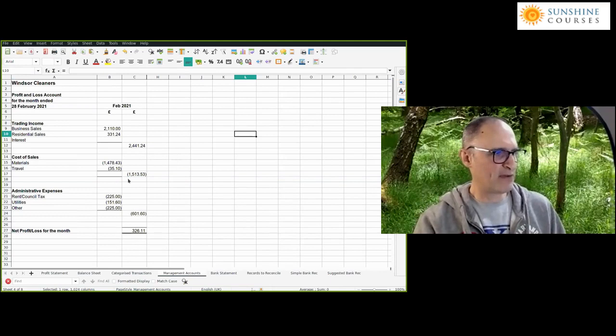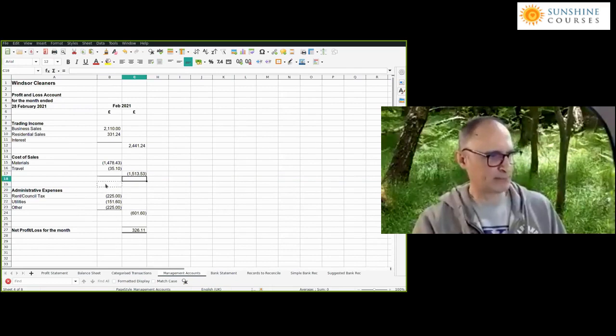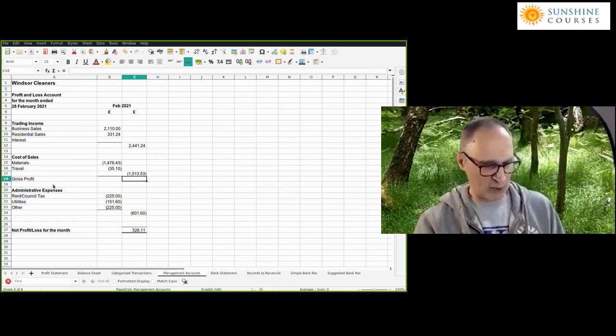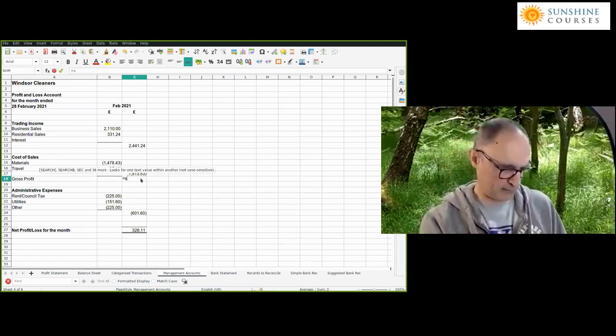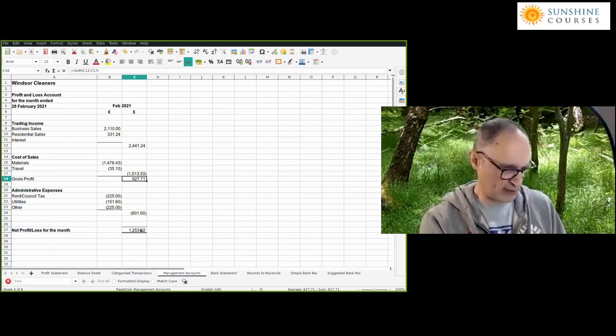So I'm going to very slightly modify this spreadsheet. I'm going to create a subtotal to create something called gross profit. The gross profit is the difference between the income and the direct cost of sales. So the formula is simply add these all up together. I'm just going to create a line above the subtotal just so that you can tell it's a subtotal, and then revise this formula.